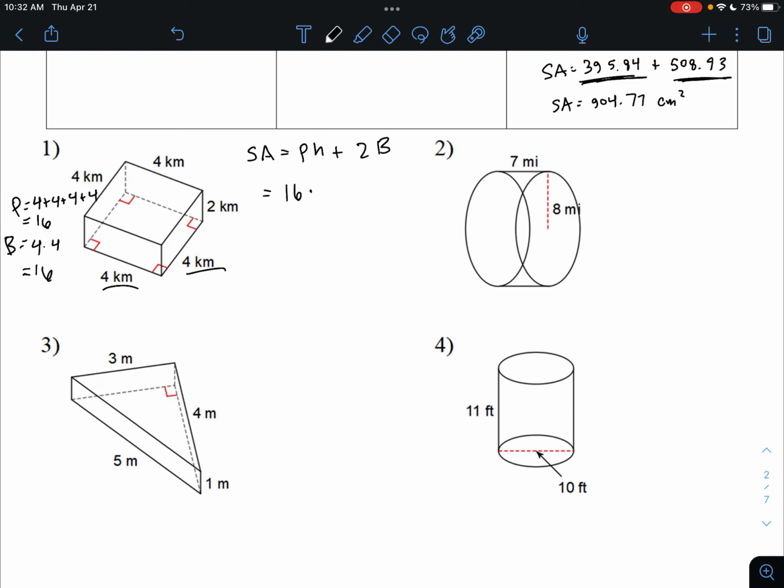We plug that in. Our height is 2 plus 2 times area of the base, which is 16. Sixteen times 2 is 32. That's our lateral surface area. 2 times 16 is 32 again. That's the area of our two bases. And combined, our total surface area is 64 kilometers squared.